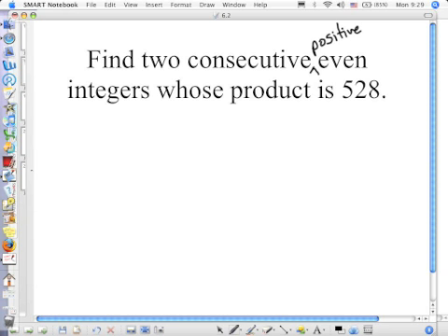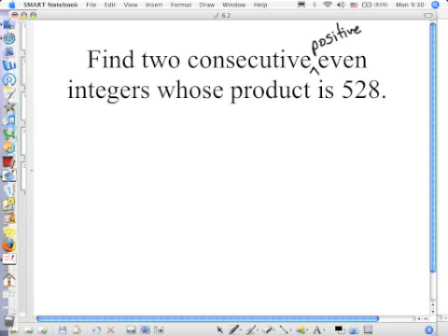Okay, so give me an example of 2 positive, consecutive, even integers. 2, 4. 6, 8. 24, 26. Okay? All right. The product is 528. So that means what are we doing to them to get 528? Multiplying them together. Can they be the same number? No. It's not the same number because they're 2 consecutive even integers.